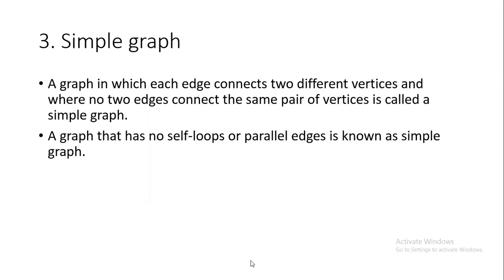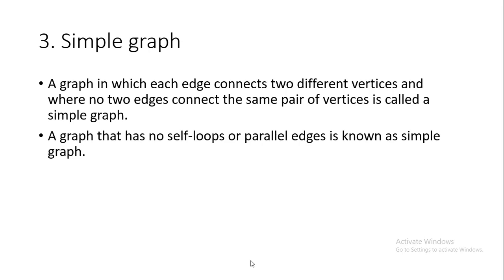Next, simple graph. A graph in which each edge connects two different vertices and where no two edges connect the same pair of the vertices is called a simple graph. Next, a graph that has no self loops or parallel edges is known as a simple graph.